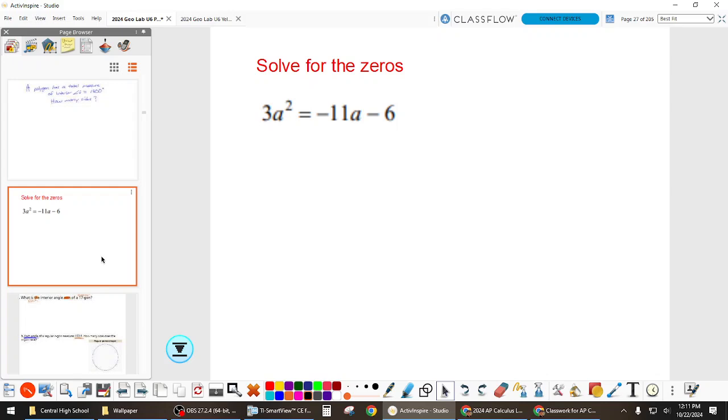Well, zeros, we have a couple other names for that. We have x-intercepts, those are the two main ones you'll hear, especially in Algebra 2. We also sometimes call these roots, solutions. So, some synonyms for zeros.